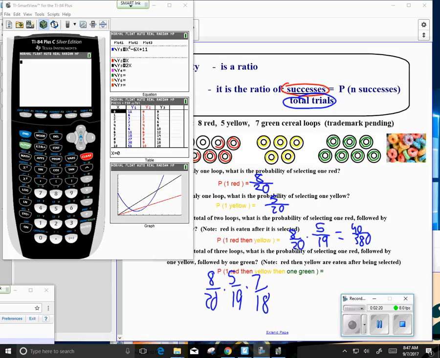So a neat way to multiply with the calculator is just go 8 divided by 20 times 5 divided by 19 times 7 divided by 18. And we're trying to be efficient here. We're trying not to make you do a bunch of busy work. Wouldn't it be nice if the calculator simplified that for you? Because this isn't a super helpful answer, is it?